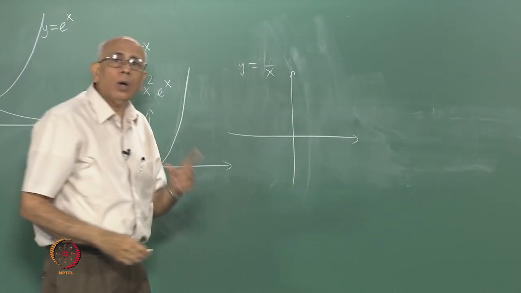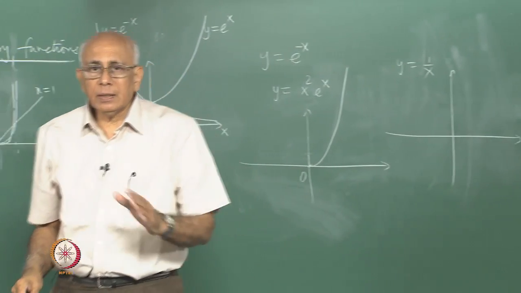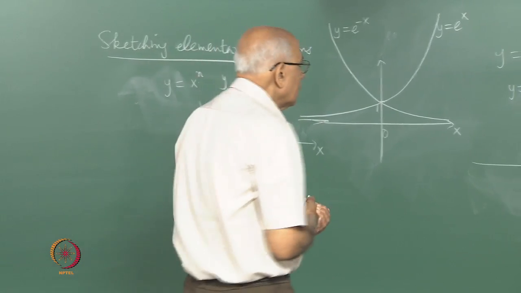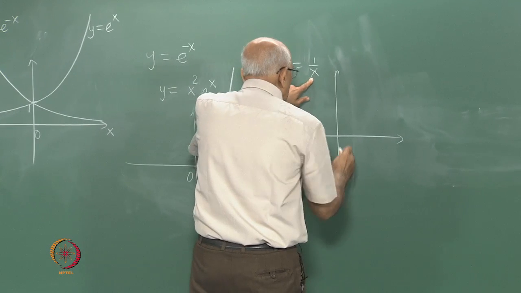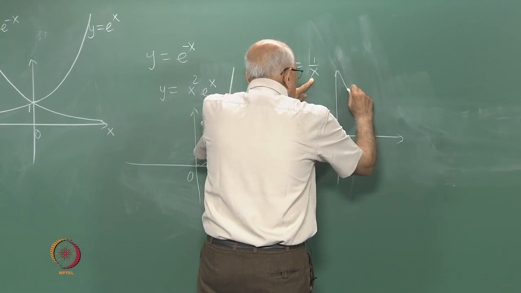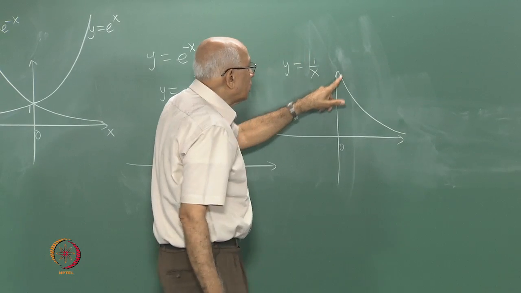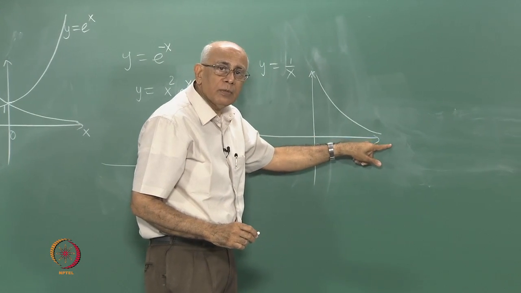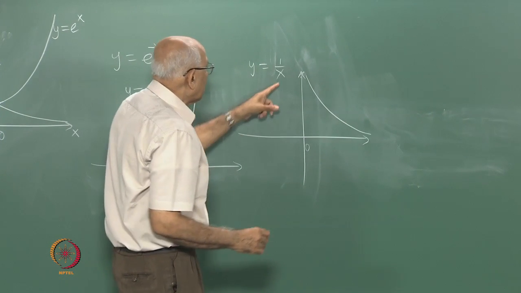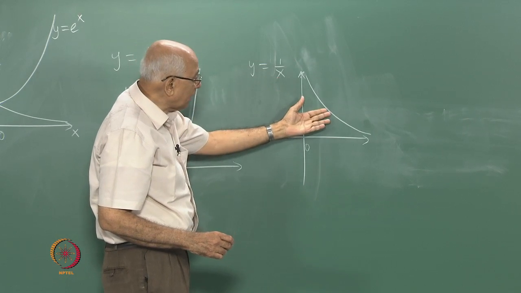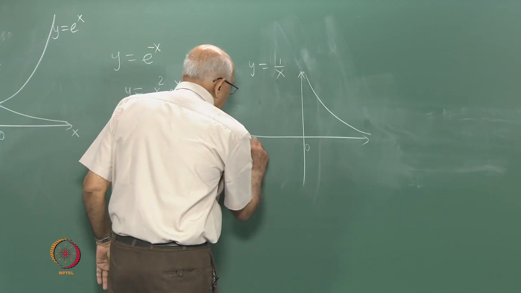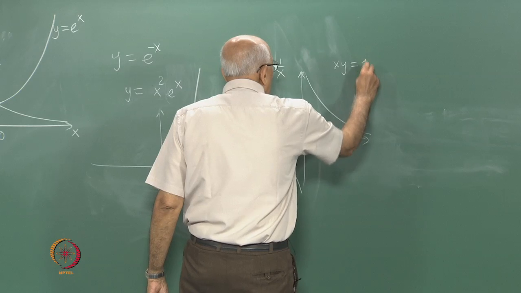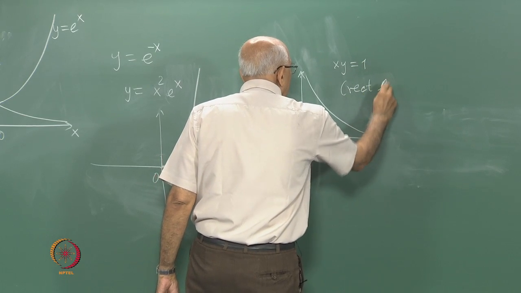This function is an odd function of x. In other words, when x is negative, it is just the negative of whatever the function was for the corresponding positive value of x. So in this case, for positive values of x, the function goes down, it tends to infinity as x tends to 0 from the positive side, and as x tends to plus infinity, the function tends to 0. But for negative values of x, it is just the reflection of this graph into the third quadrant, and it looks like this. And as you know, this can also be written as xy equal to 1, which is called a rectangular hyperbola.